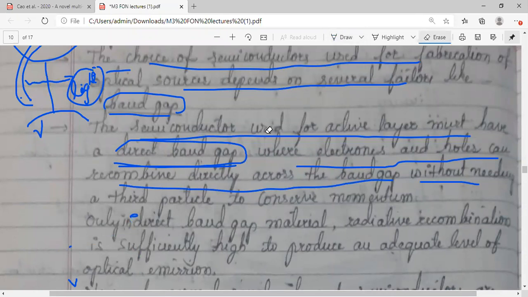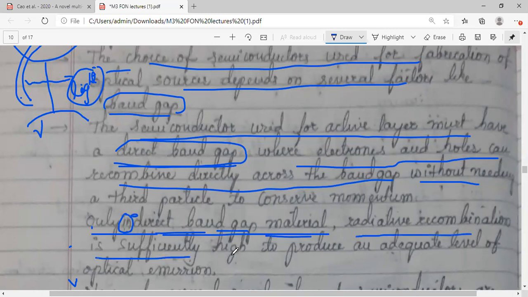Coming to these direct band gap materials, we prefer, sorry, these two are different things. Only in case of a direct band gap material is the radiative recombination sufficiently high. We will see what is radiative recombination further. This is very high in case of direct band gap, because here you don't need any third particle. No need of any mediator. Directly it can jump, it can have the recombination.